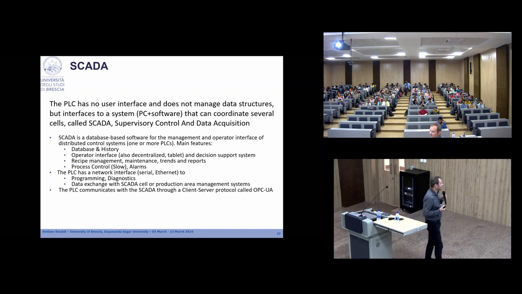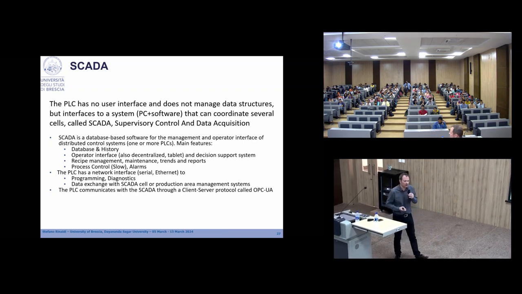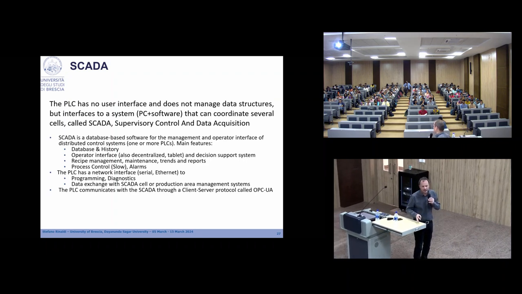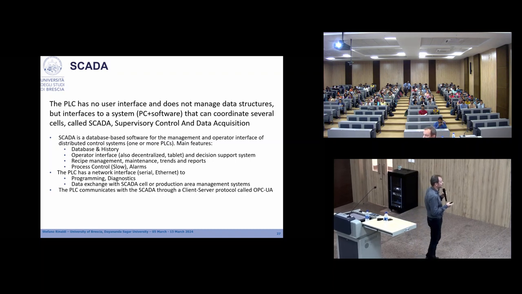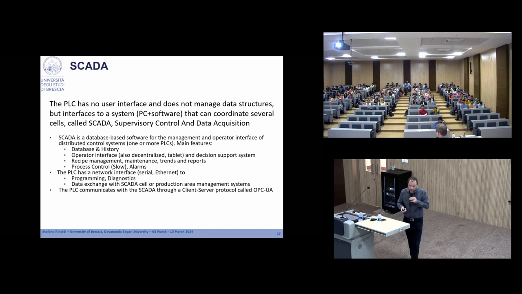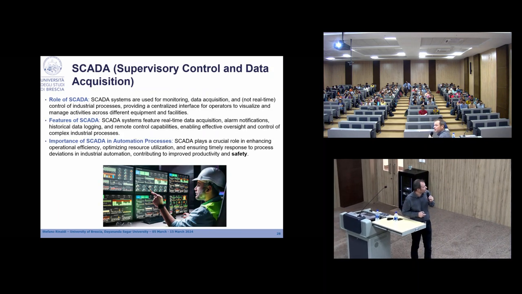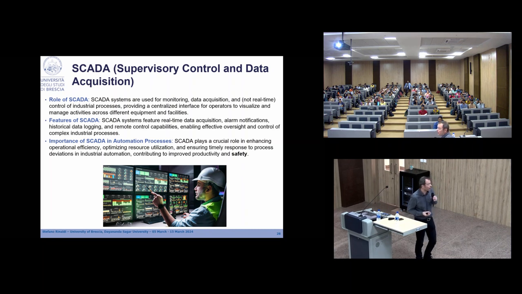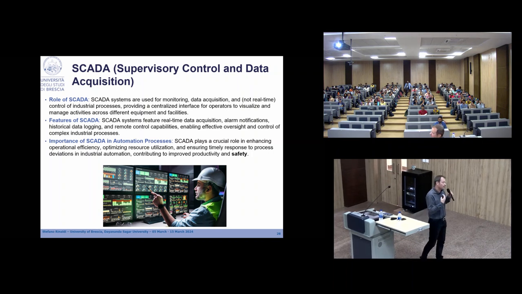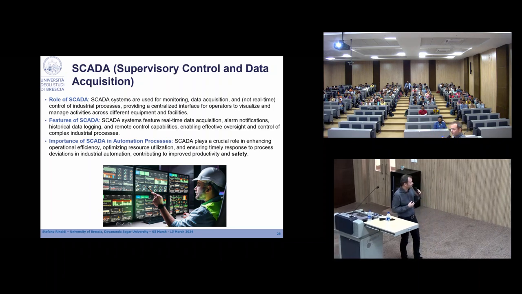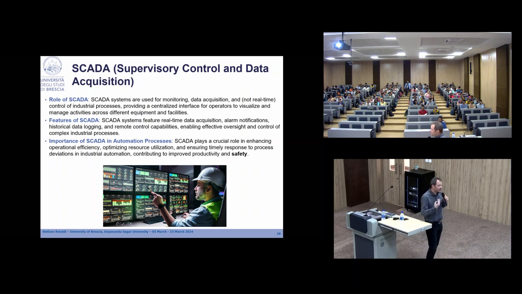The SCADA system can acquire the information from the PLC generally using a network interface. All the PLCs I showed you before are equipped with a network interface that is used to transfer the information to the supervision system, of course. The SCADA plays an important role in automation because using the data stored in the local database, it is possible for an operator, a human, to improve the efficiency of the plant, to optimize the resources, and to respond to any alert or event on the industrial plant.